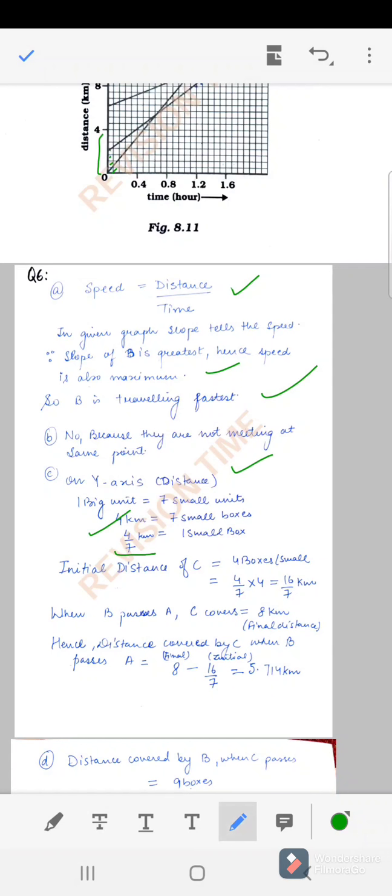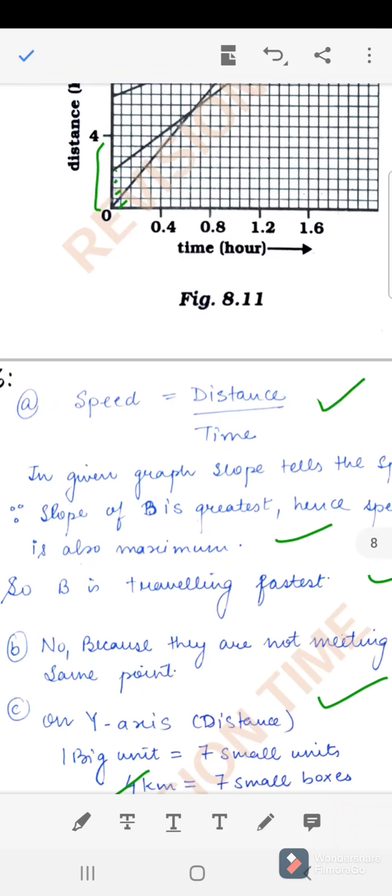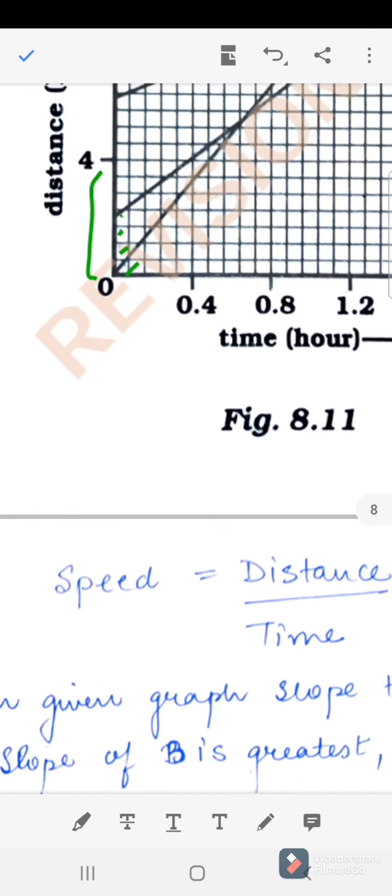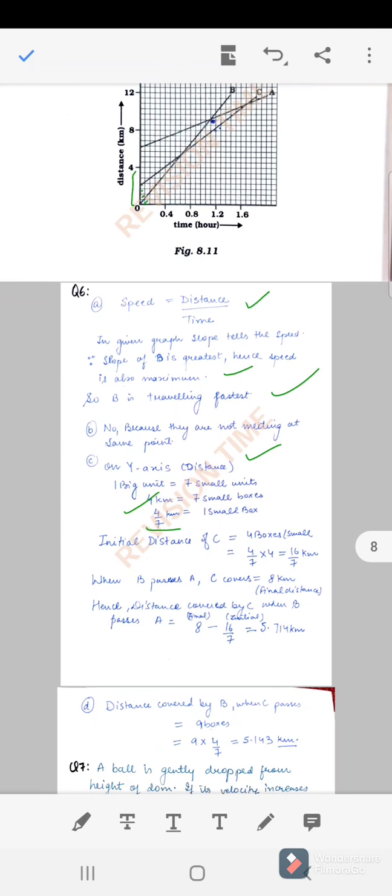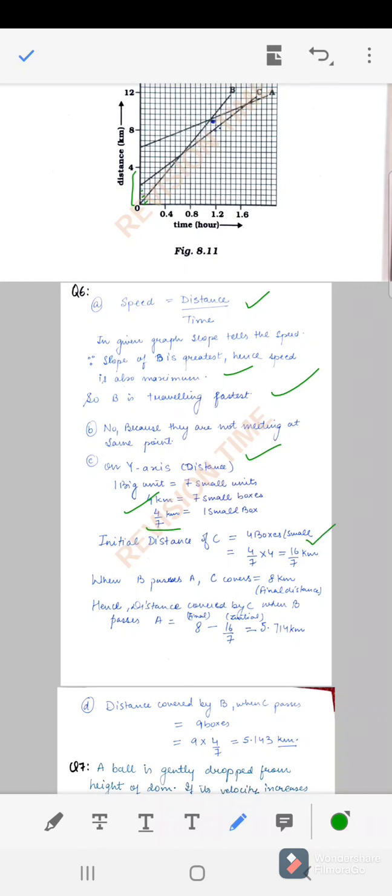So initial distance of C is 4 boxes, right? As we can see here, initial distance is 4 boxes. So what will it be? 4 by 7 into 4, that is 16.7 kilometer. So when B passes A, C covers 8 kilometer.